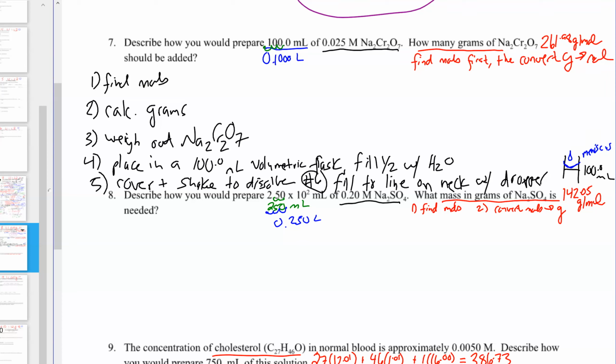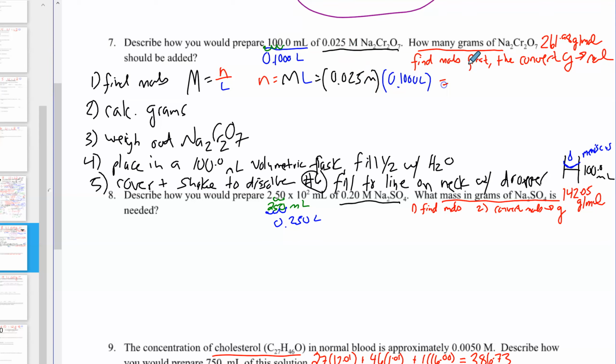Number 1, find the moles. Well, I know that M equals n over L. That means that n is equal to M times L. So M is 0.025 molar times 0.1000 liters.